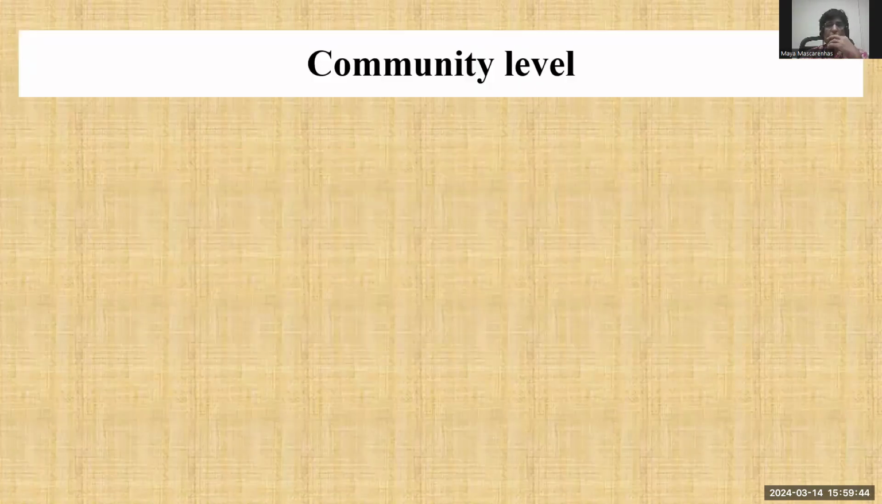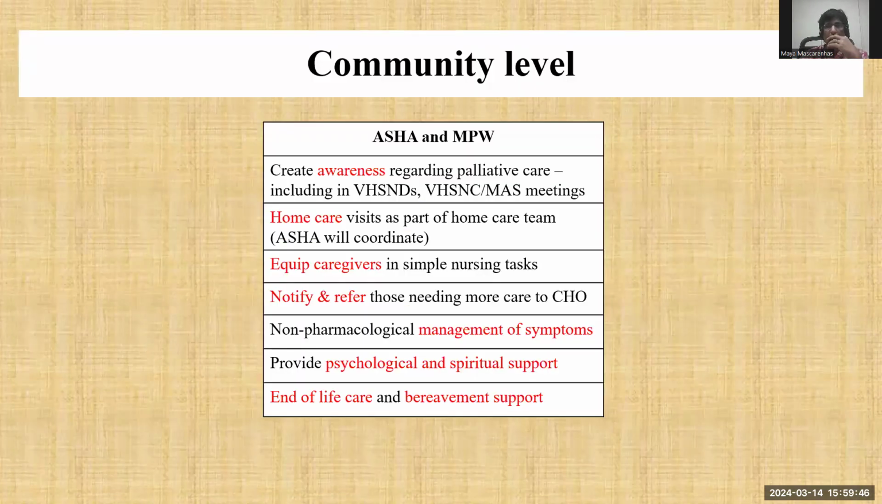Okay. So now at the community level, the CHO is not sitting there in the village. Who is sitting in the village? आशा वर्कर. Asha. And who is visiting the village regularly? ANM. Okay. MP, now we call them MPW. So what is their job for palliative care? So the first job is to create awareness.